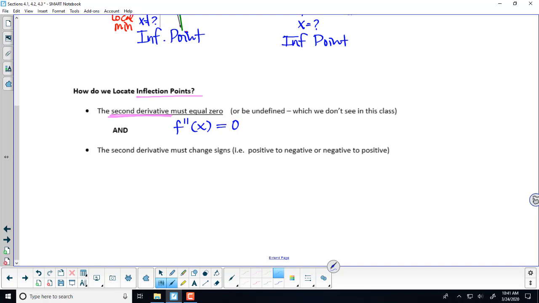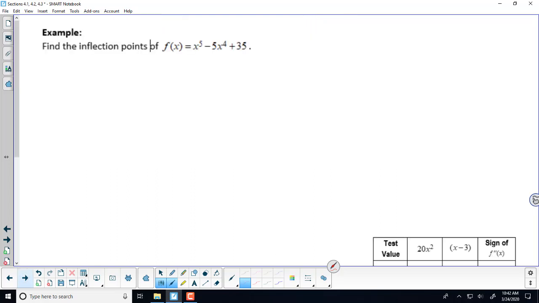The second derivative must change signs at each of these x values. So these x values we call potential inflection points. To determine if they are inflection points, we check the second derivative on each side and make sure it changes signs, positive to negative or negative to positive. Kind of like we did with the first derivative test, but we are using the second derivative. So let's do an example.